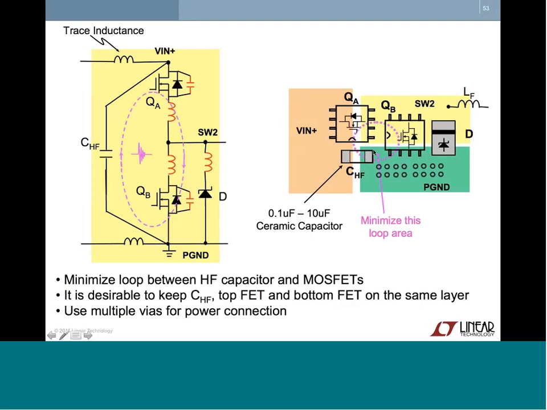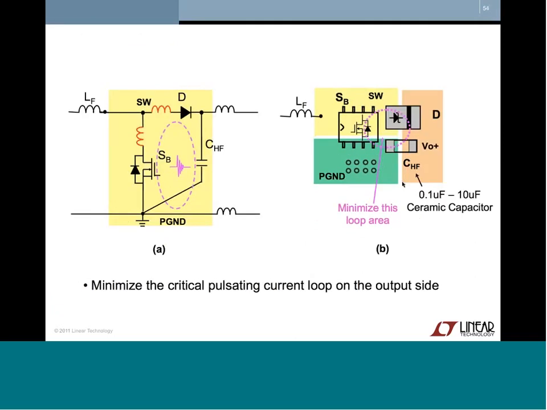We've got the cap here, the MOSFETs here, and we have to minimize this loop area. Do not go through vias for power connection in this case. Try to stay within the same layer of the PCB. This will minimize the critical pulsating current loop on the output side. This means that we have to be as close as possible with this cap.